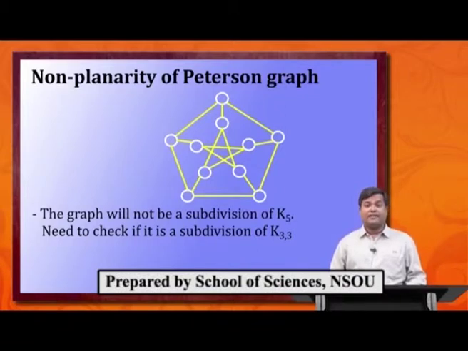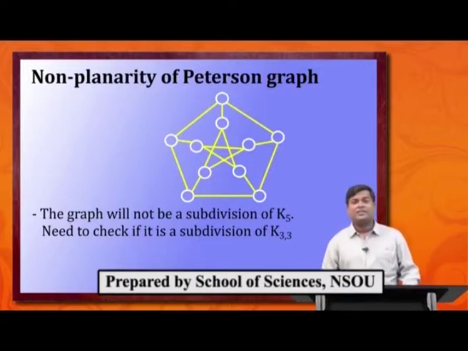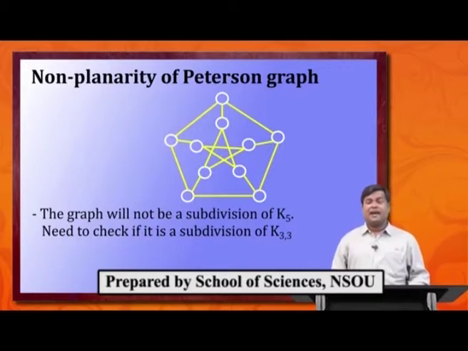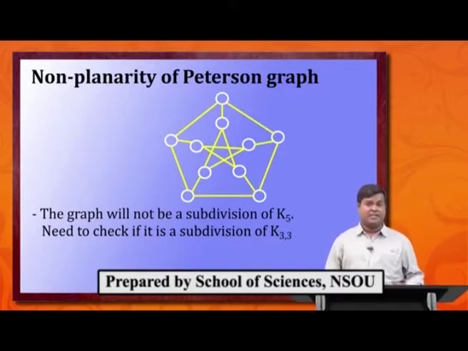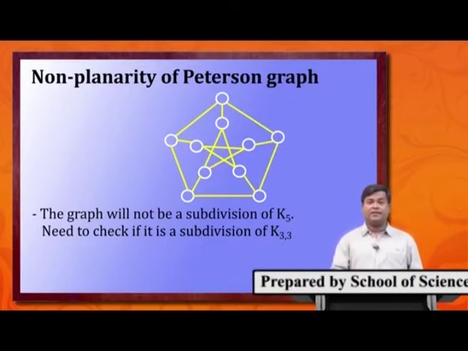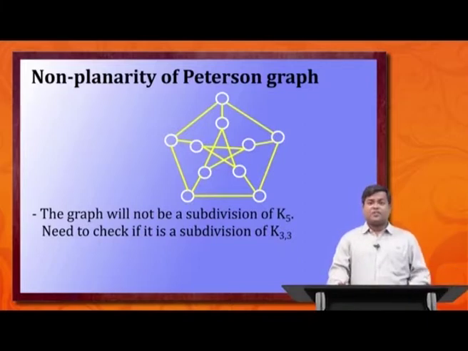But we need to check if it is a subdivision of K33, because the complete bipartite graph on 6 vertices also has degree 3 for each and every vertex. Now here in the Petersen graph we are also seeing that every vertex has degree 3. Now this is a probable candidate and we need to check whether we have a subdivision of K33 inside this Petersen graph or not. Okay, so let's start with this procedure.